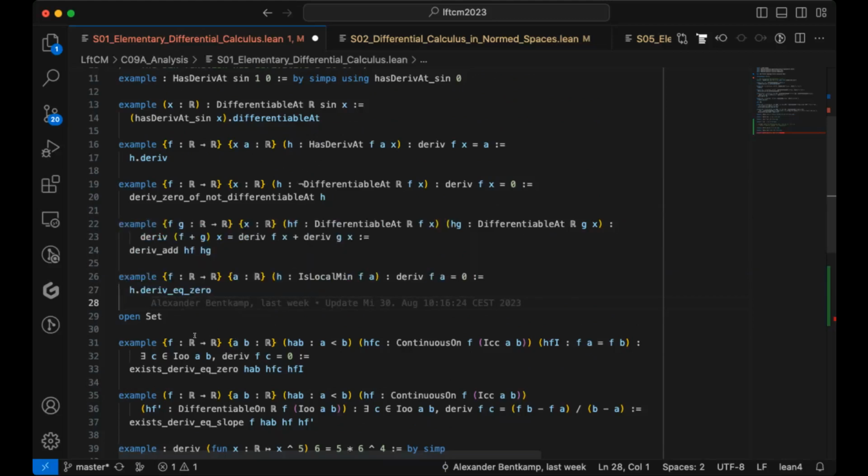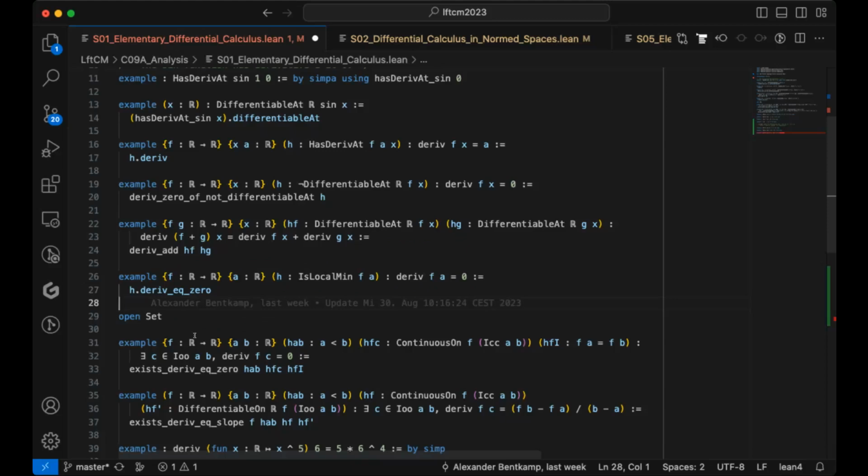You can refer to lemmas using what we call dot notation, because of the dot that appears there in line 27. If you give it a term whose type is the name before the dot in the lemma, then it uses that to look up the name of the lemma. So here on line 27, h has type is local min. And so when I write h dot deriv equals 0, Lean first very quickly checks, is there a lemma called h dot deriv equals 0?